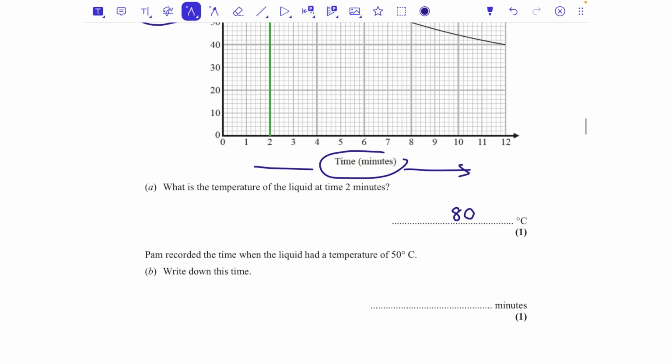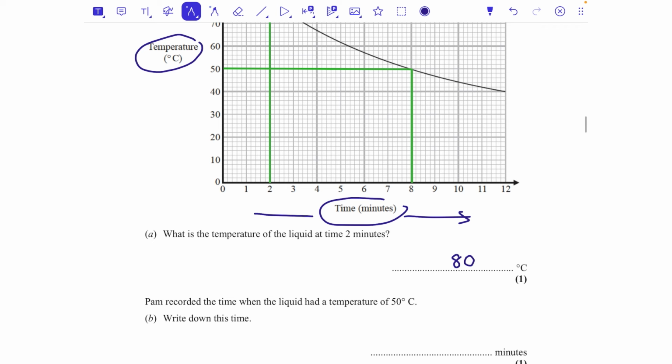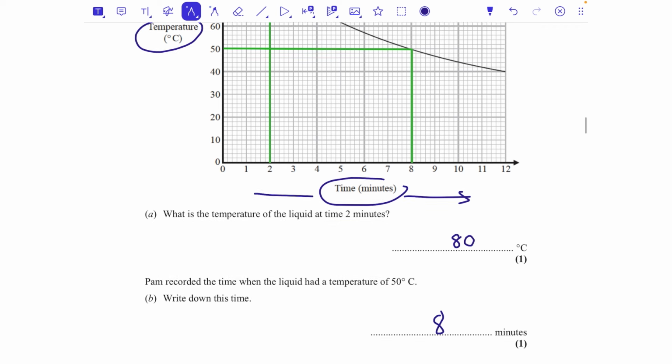Pam recorded the time when the liquid had a temperature of 50 degrees C. What was that time? So we're doing exactly the same thing, but we're going the other way. So 50 degrees is here. Read across, hit that graph, and go down. And that corresponds to 8 minutes. So it took 8 minutes for it to get down to that temperature.